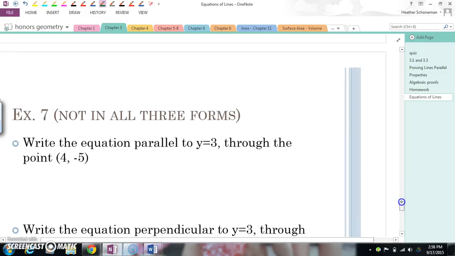I'm just trying to save some time in the examples. This stuff here, you need to save for Monday.